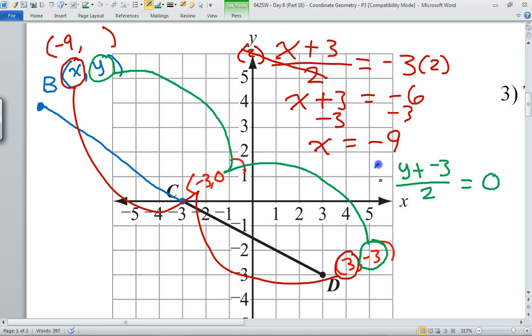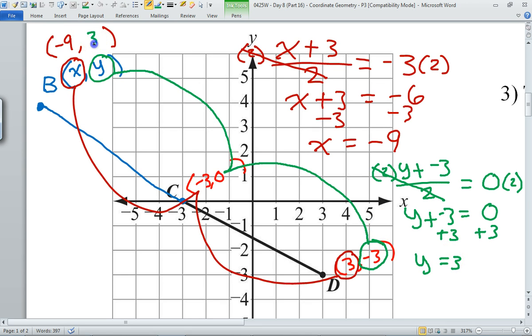Again, we solve this the exact same way. Multiply by 2 on both sides. Those cancel out. That means y plus -3 equals 0. Add 3 to both sides. So that gives me y equals 3. Okay? And that completes it. So this would be the ordered pair for point B. (-9, 3) is B.